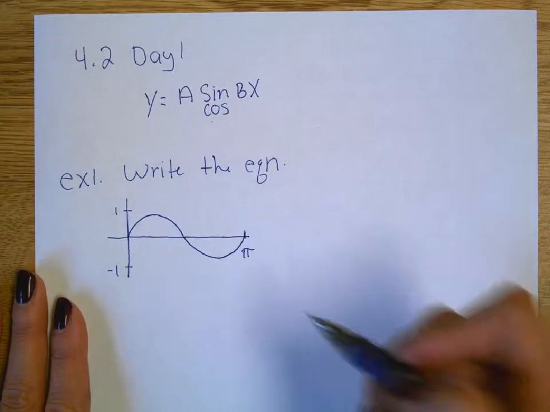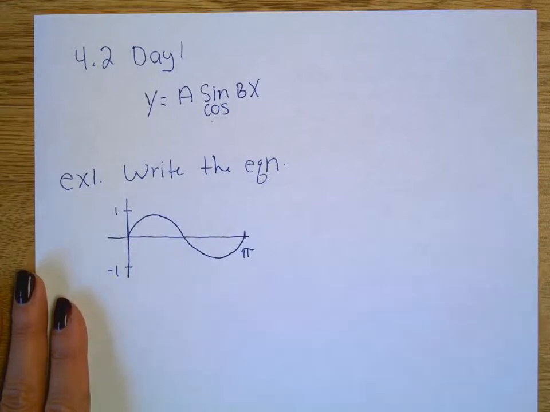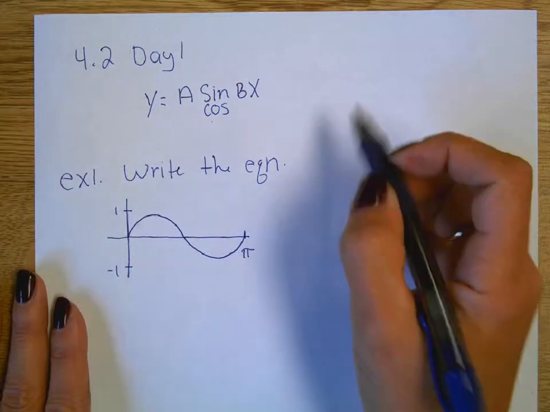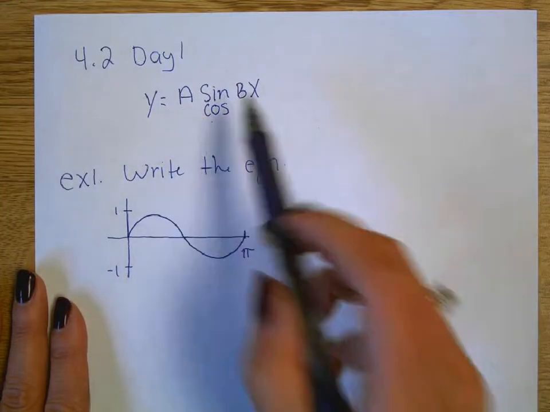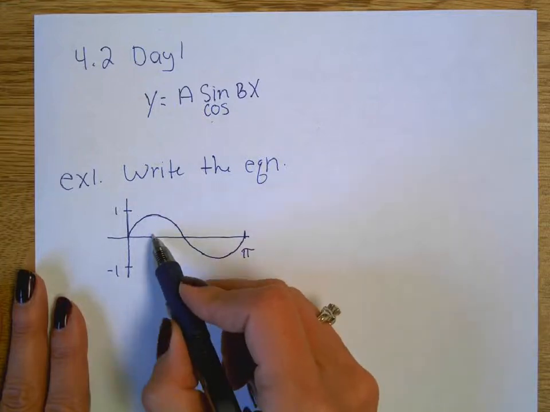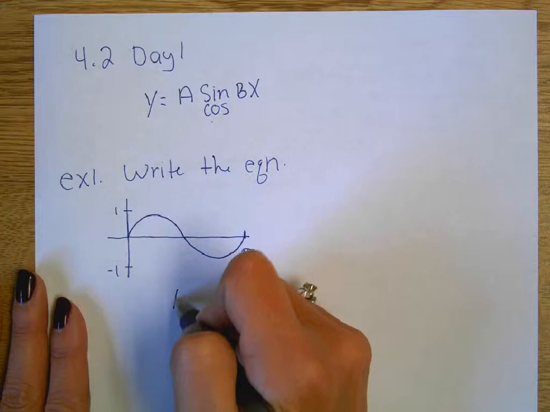Okay, so writing the equation is just basically filling in the 3 spots. Guys want to stop talking in the back? Okay. You need to figure out the A. A is our amplitude. What's the amplitude on this graph? 1. The distance from the axis to the max. So the amplitude is 1. So the A is a 1.